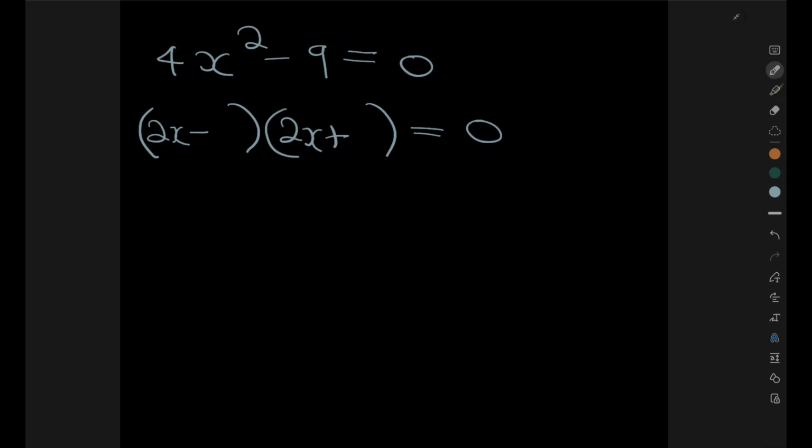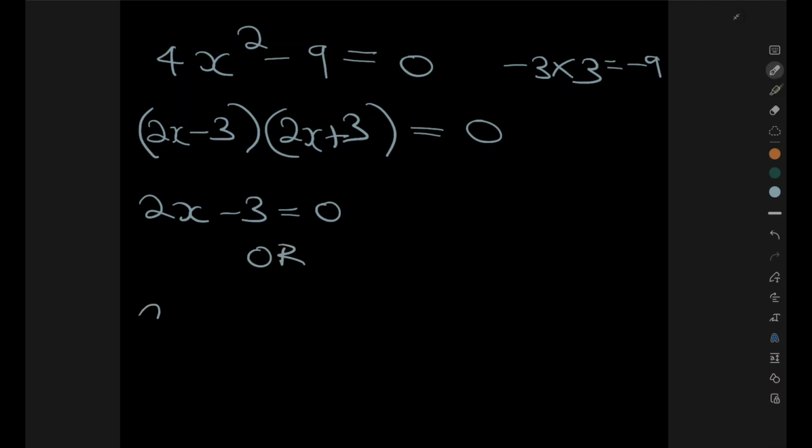Then for 9, it's not even square root to be specific, it's just what two terms can we multiply to get 9. It's negative 3 and 3, which give us minus 9. So we're going to fill in those terms. And that's basically how we factorize. So in this case, we're just going to say 2x minus 3 equals 0, or 2x plus 3 equals 0.